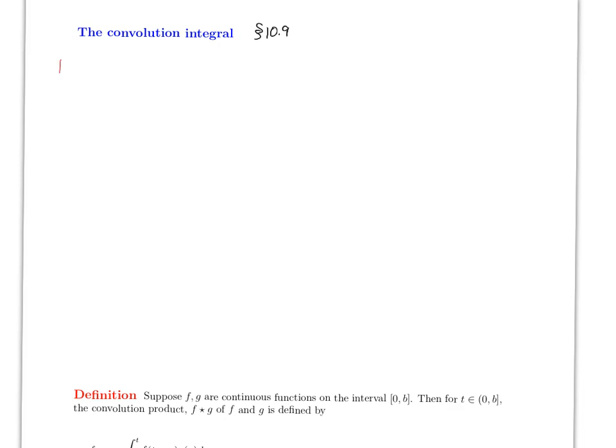Now recall that if you have a Laplace transform, the operator is actually linear, and by that I mean this: the Laplace transform of f of t plus g of t is the same thing as the Laplace transform of f of t plus the Laplace transform of g of t. And we use this many times.